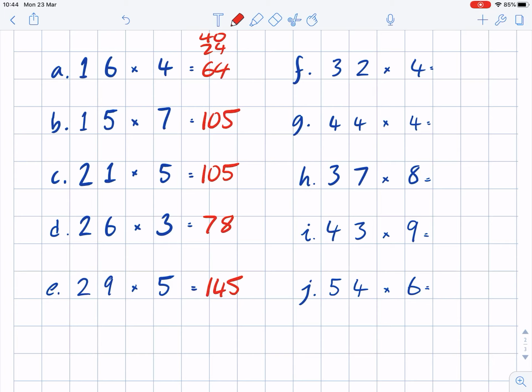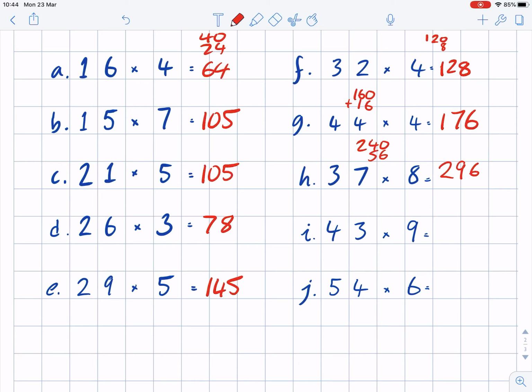Next one, 30 times 4 is 120. 2 4s are 8, so my answer is 128. Lots of 4s in this next one. So 40 times 4 is 160. 4 times 4 is 16. If I add those two numbers together, I get 176. 30 times 8 is 240. 7 8s are 56. So if I'm adding those numbers together, I get 296.